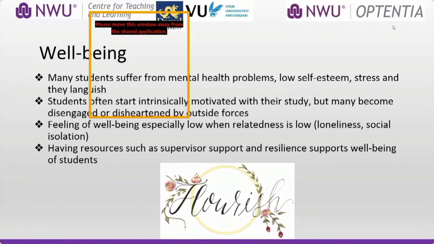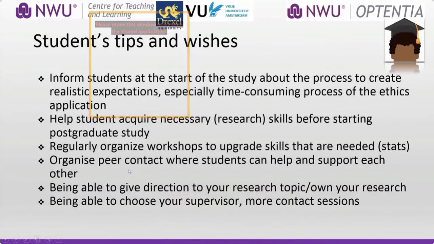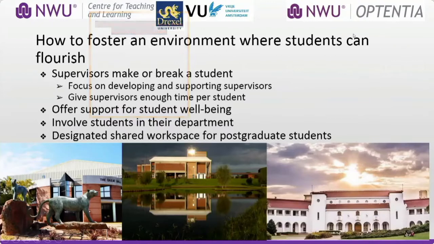But having resources such as a good supervisor and being resilient supports the well-being. And I have to say I was really impressed by the level of well-being of many of the students. So it is possible to foster an environment where students can flourish, and supervisors should just be aware that they can make or break a student. And so we should also focus on supporting not only the students, but also the supervisors. And very often the supervisors have, of course, the ability to support well, and also the will, but not enough time per student.